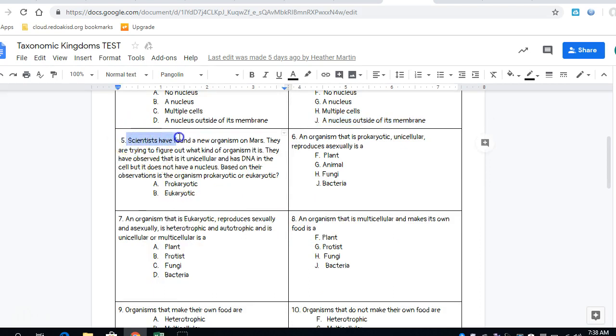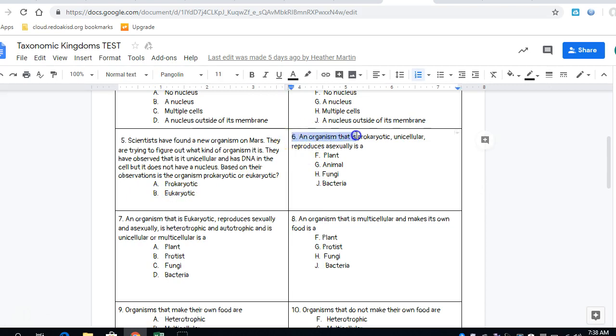Question 5. Scientists have found a new organism on Mars. They are trying to figure out what kind of organism it is. They have observed that it is unicellular and has DNA in the cell, but it does not have a nucleus. Based on their observations, is the organism prokaryotic or eukaryotic? A, prokaryotic, B, eukaryotic.